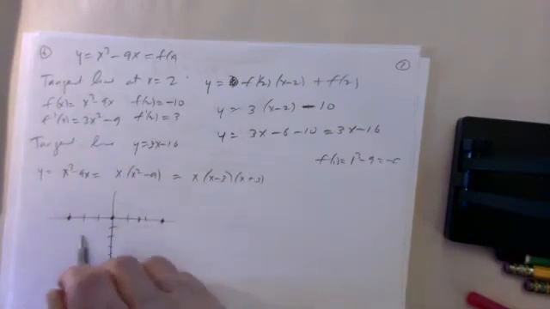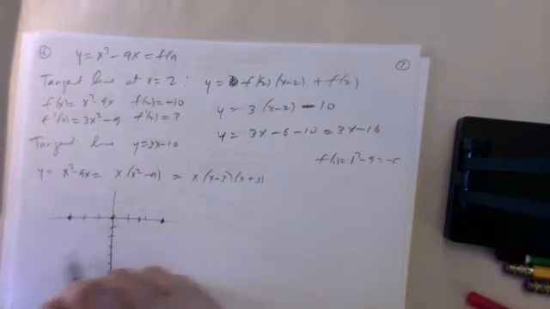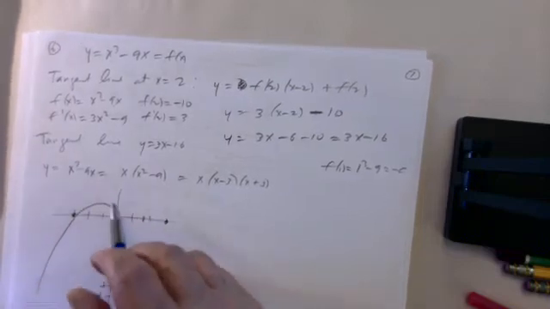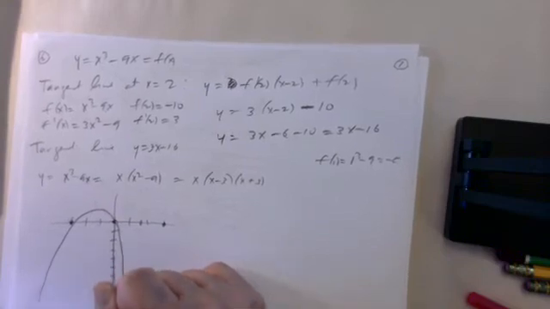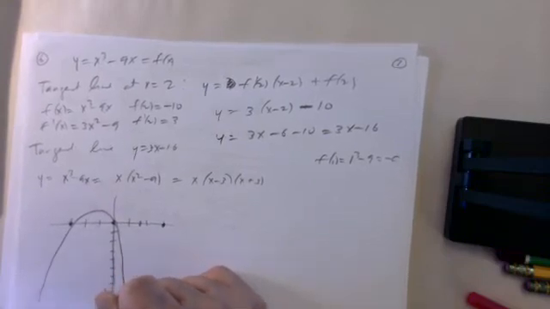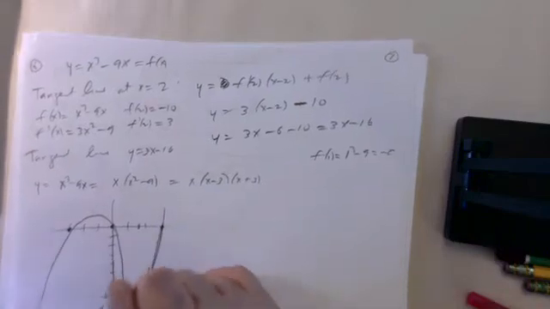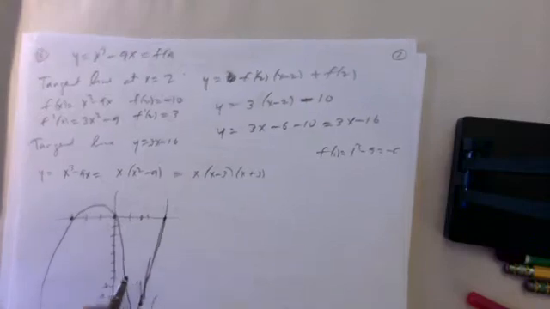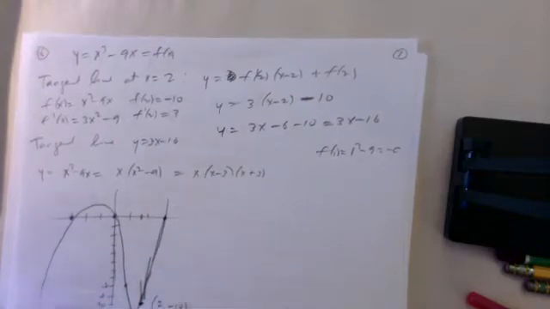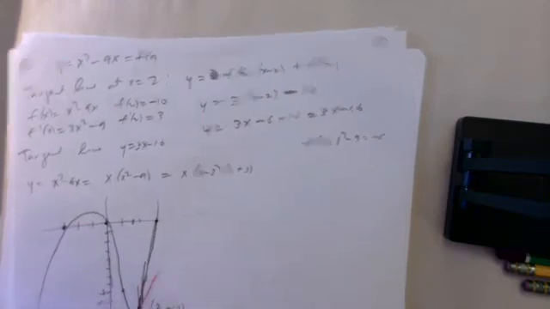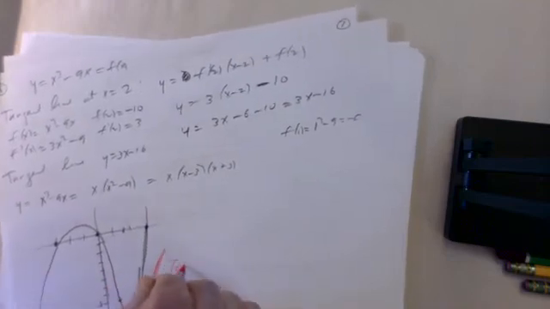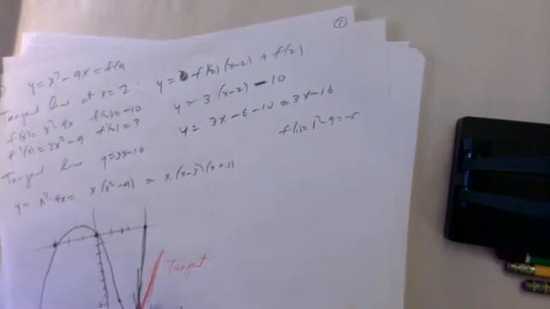Okay, that's all good. The graph of this function is 0 here, 0 here, sort of goes up, comes down, turns around and goes up again. And here is the point when x is equal to 2, y is minus 10. And the tangent line is 3x minus 16. Looks like that. Tangent line.